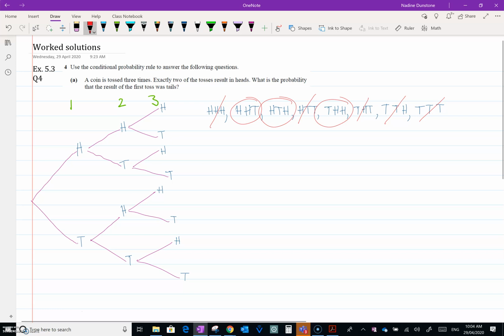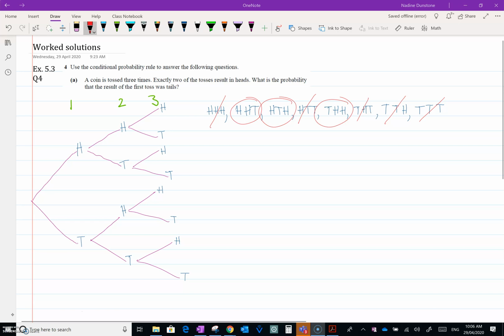But the question is, what is the probability that the result of the first toss was tails? So what we're trying to find out is the probability that when we tossed the coin 3 times, the first toss was a tail. Now looking at what we've written out here, you can read that off straight away what the result would be. But what we want to do is figure out how to do this mathematically.